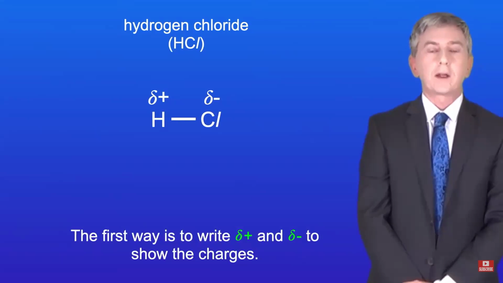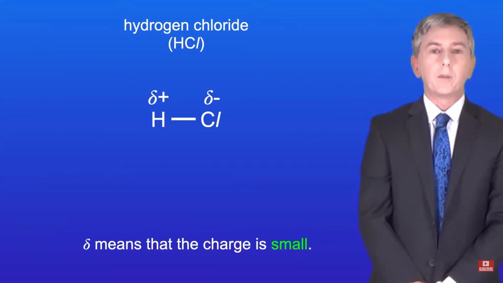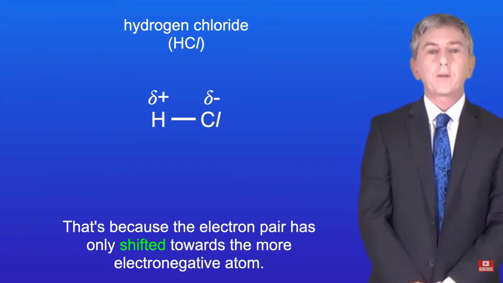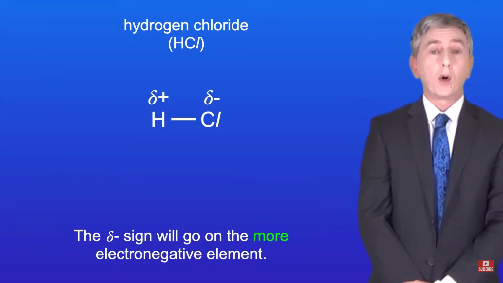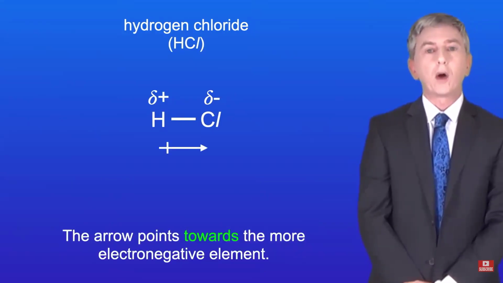Now, there are two ways to show that a bond is polar. The first way is to write delta positive and delta negative to show the charges. Delta means that the charge is small, and that's because the electron pair has only shifted towards the more electronegative atom. The delta negative sign will go on the more electronegative element. The other way to show bond polarity is to draw an arrow like this, and the arrow points towards the more electronegative element.